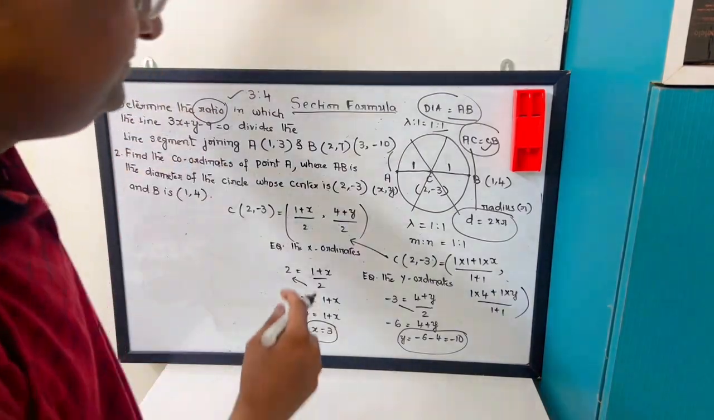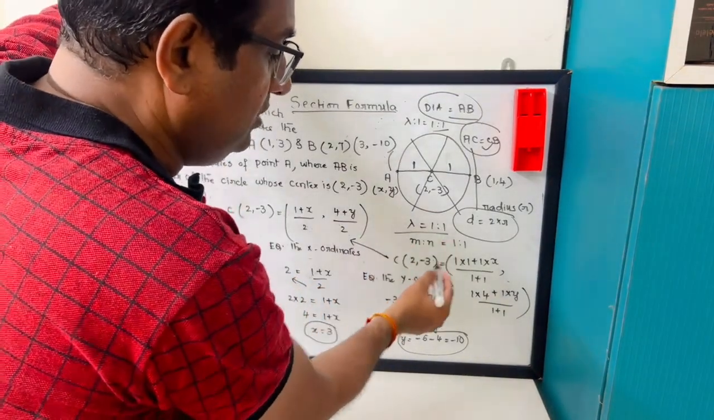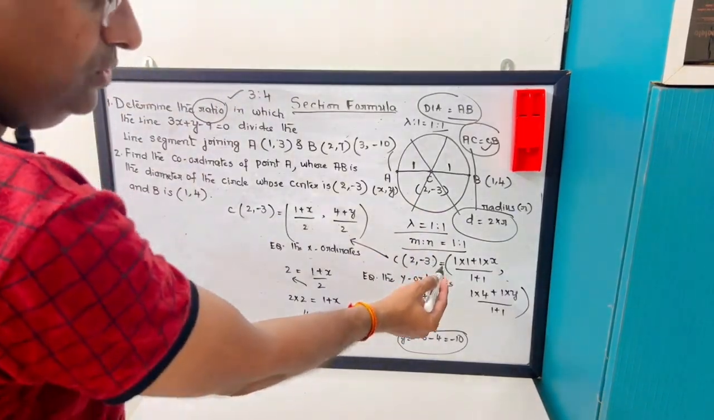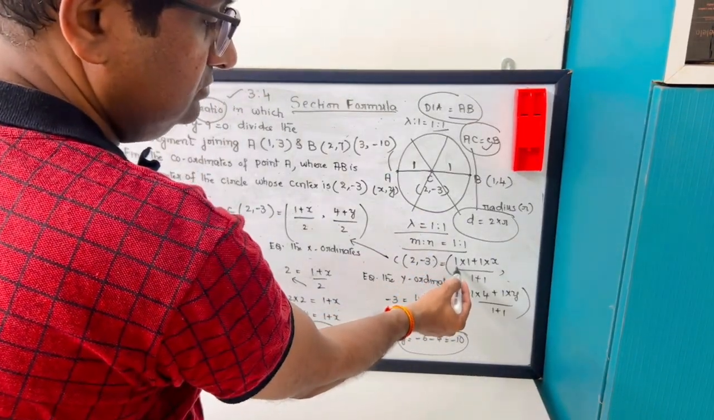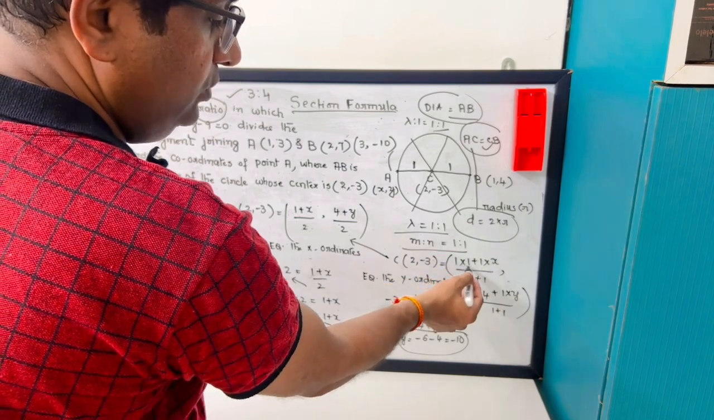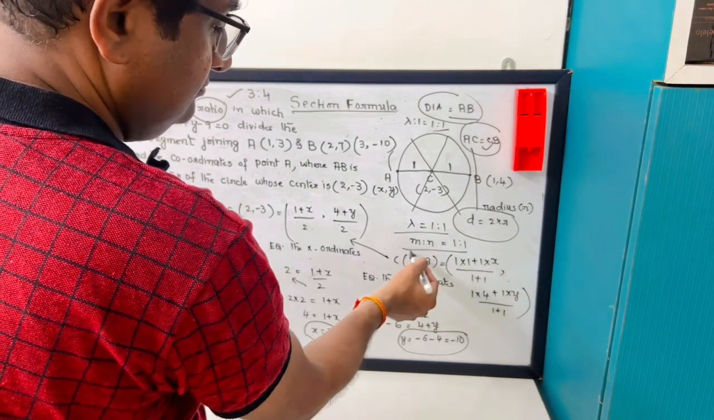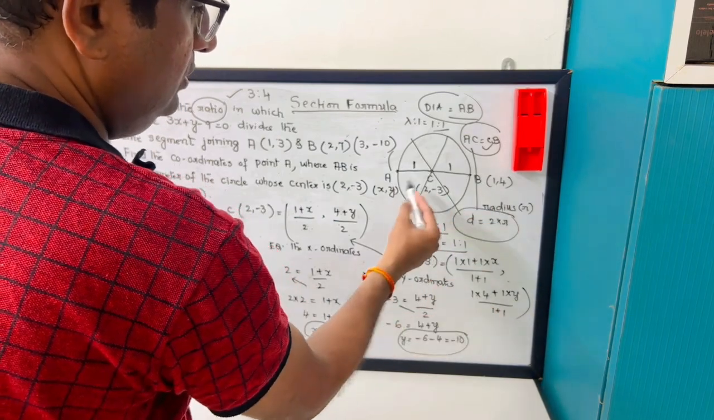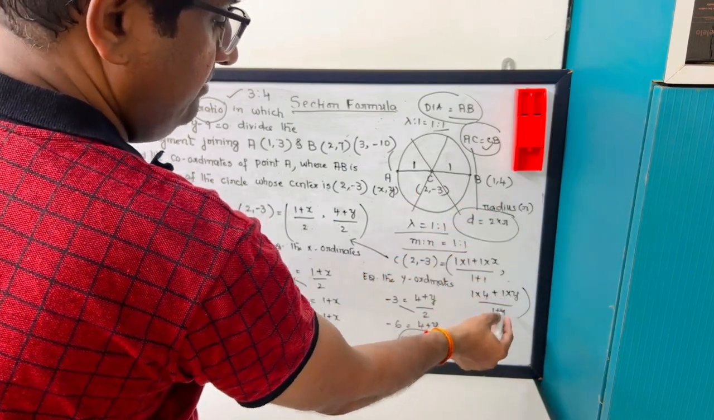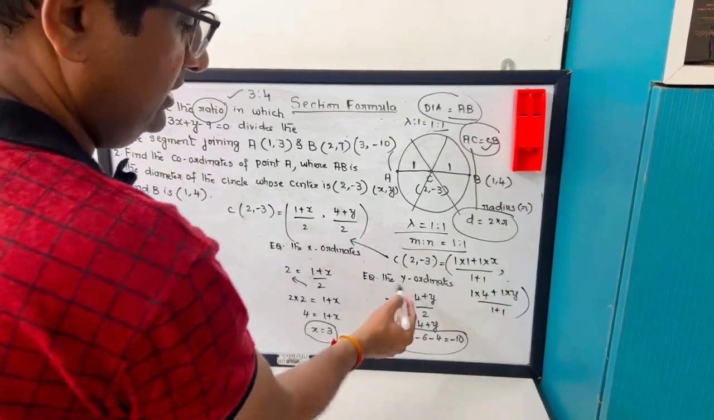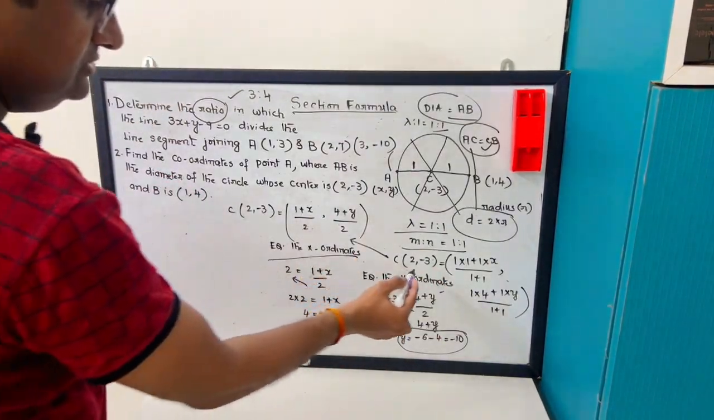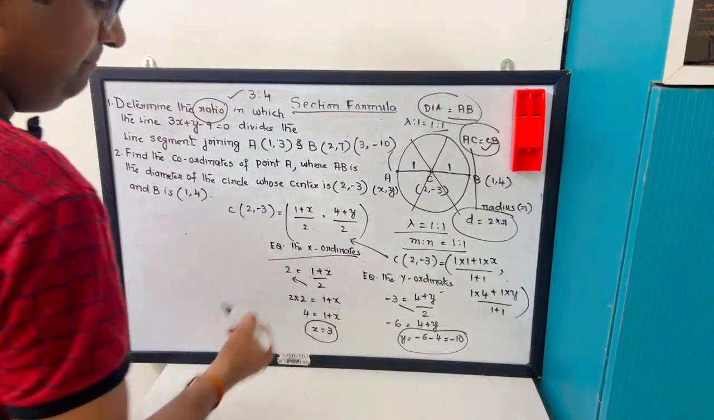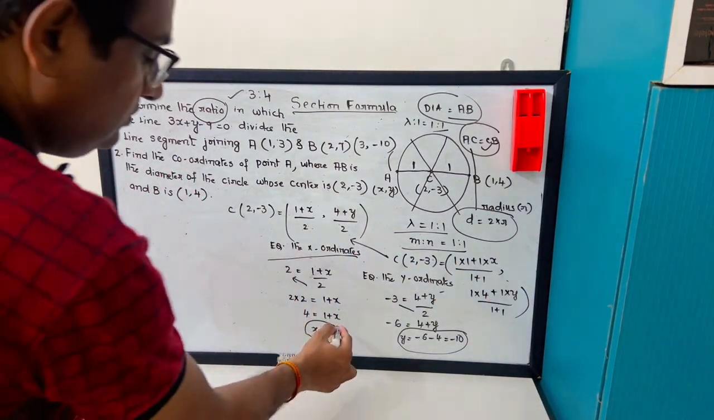Now since the ratio is 1:1, or m:n is 1:1, you can use the formula: C, 2 comma minus 3, is equal to 1 into x2 plus n into x, divided by 1 plus 1. Similarly, this one is 1 into 4 plus 1 into y divided by 1 plus 1. So this should be equal to 2 comma minus 3. So I am equating the x coordinates here. So 2 is equal to 1 into 1 is 1 plus x divided by 2. So we have 1 plus x equal to 4. So x is equal to 3.